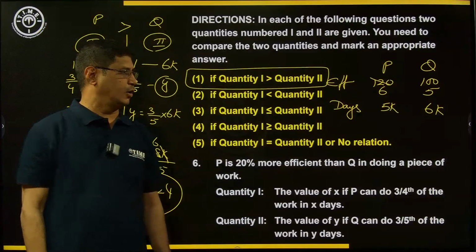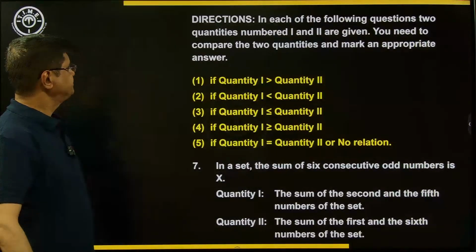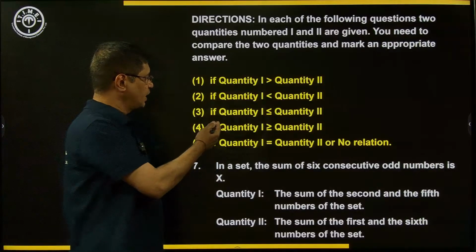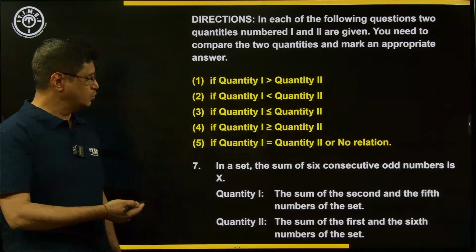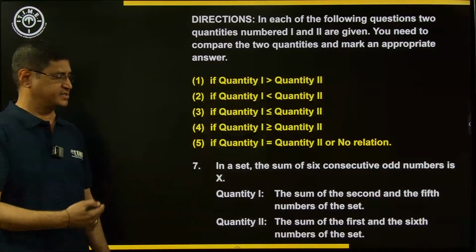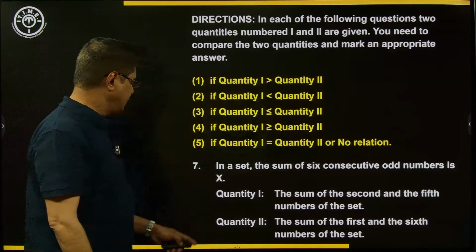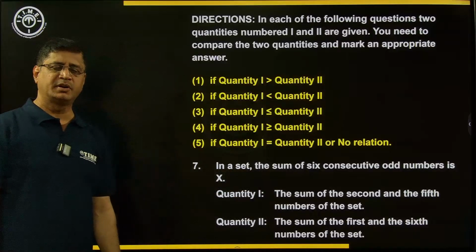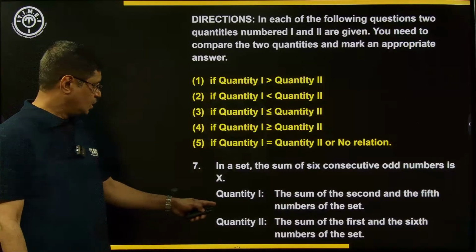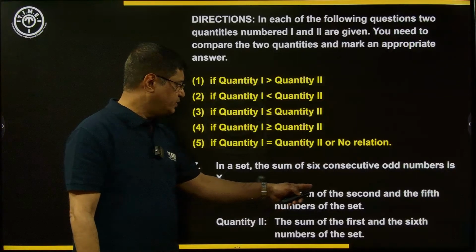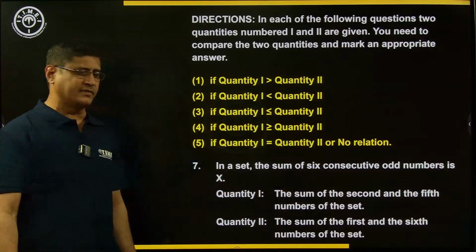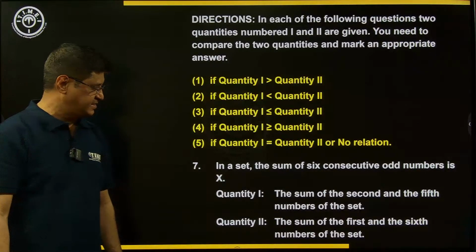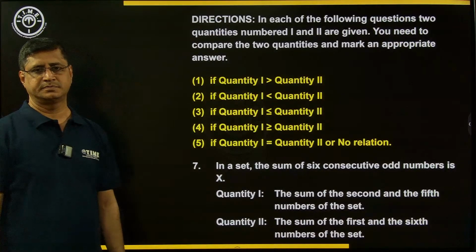Okay. Now look at the next example on your screen. 1 greater than 2, 1 less than 2, 1 less or equal to 2, greater or equal to 2, both are equal or no relation. Choices. Now look at the next one. In a set, the sum of the 6 consecutive odd numbers is x. Quantity 1. The sum of the second and the fifth numbers of the set. Quantity 2. The sum of the first and the sixth numbers of the set.